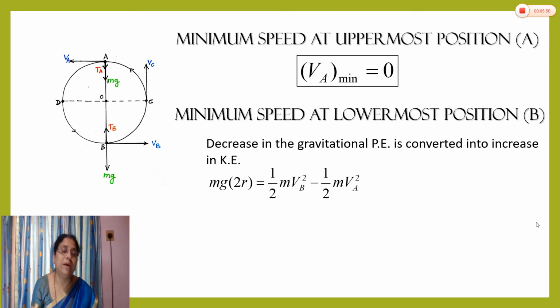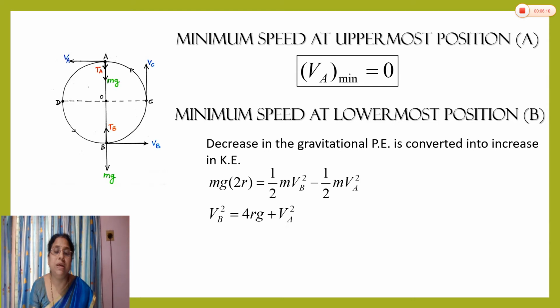Half m vb square is the kinetic energy at point B. Half m va square is the kinetic energy at the uppermost point. The difference between those two energies gives us the difference in kinetic energy. Thus, we can obtain the next equation. Here m gets cancelled and the half will be common there and multiply it. We will get 4. So we can get the next equation, Vb square is equal to 4Rg plus Va square.